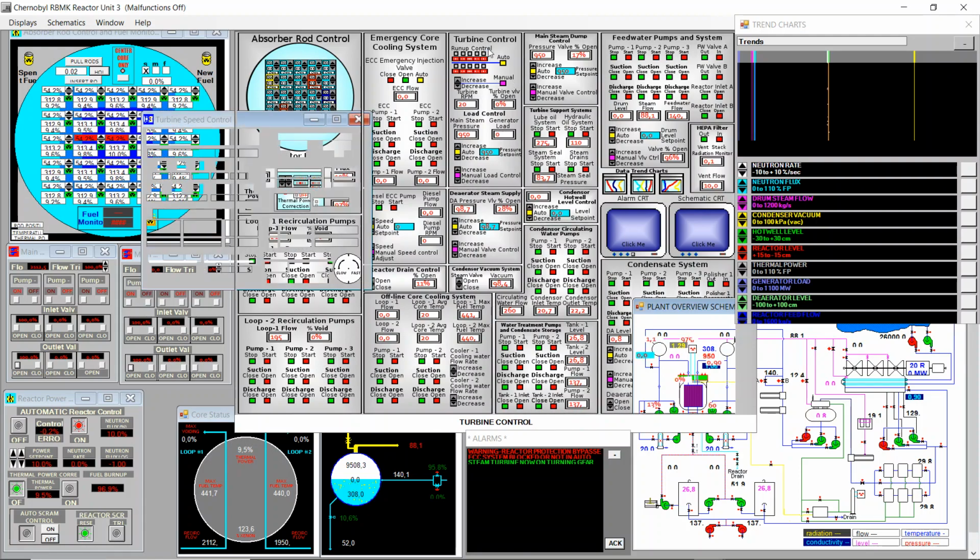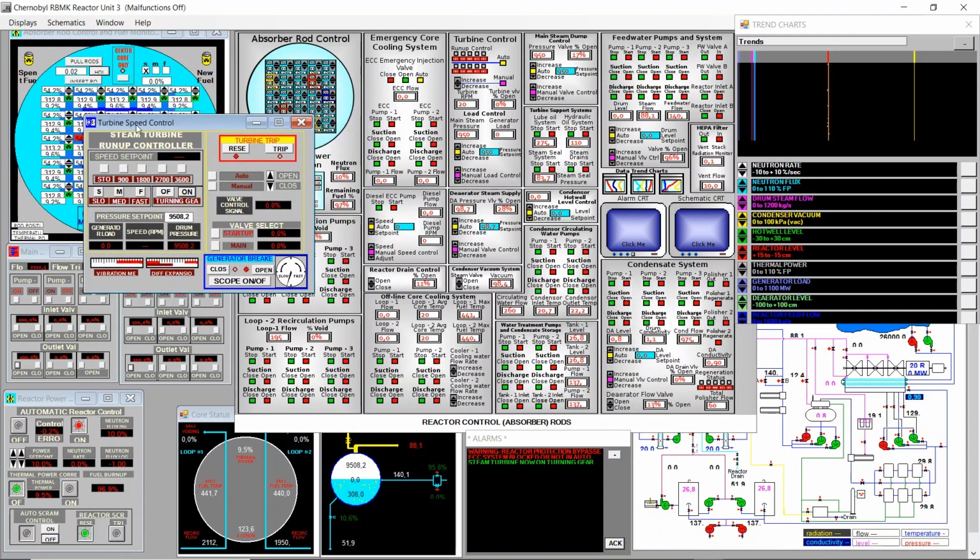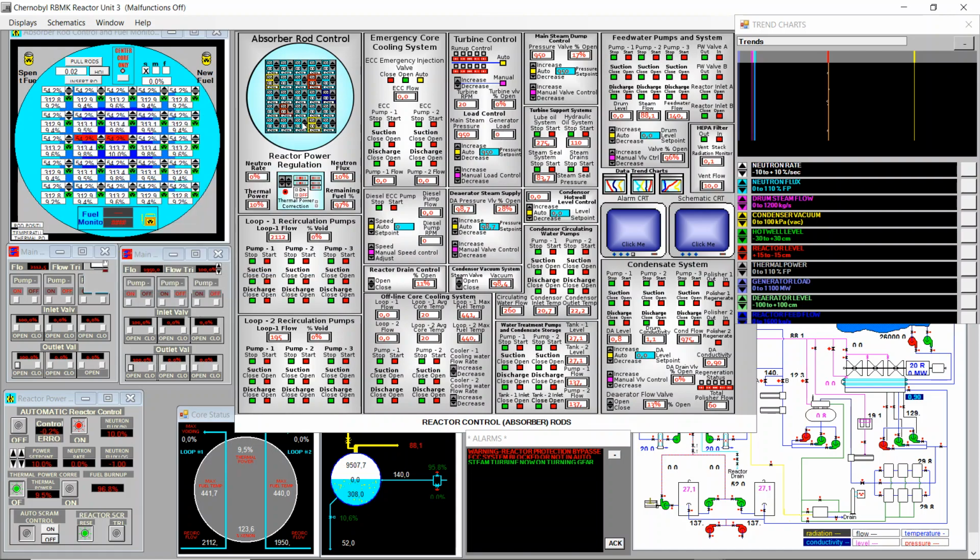I will just open the dialog 1 second. We see the turbine reset and in turning gear 20 RPMs, but it's not connected. So no steam is going through the turbine at this moment. All the steam is bypassed. You see the main steam dump control is set at 9500. So the valve is open at 17% to relieve the steam pressure in the main steam pipes. Okay, I will close the turbine. We will not use the turbine during this simulation at all.